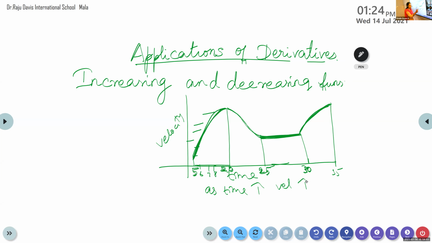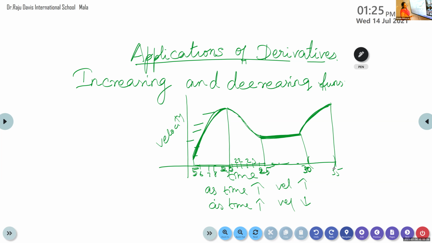Now look at the time interval 20 to 25. Time is increasing, isn't it? 22, 23. But look at the V value, it is going on decreasing. So as time increases in the second part, velocity is decreasing. Look at the next part, 25 to 30. Although there is a change in time, velocity remains constant. Again look at the next one, 30 to 35. Within this interval, the function is increasing.